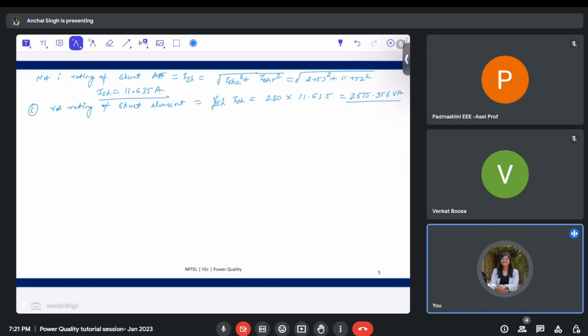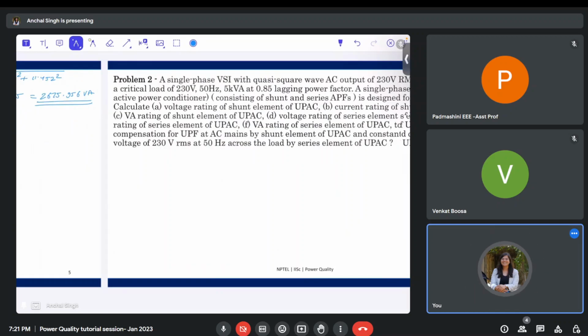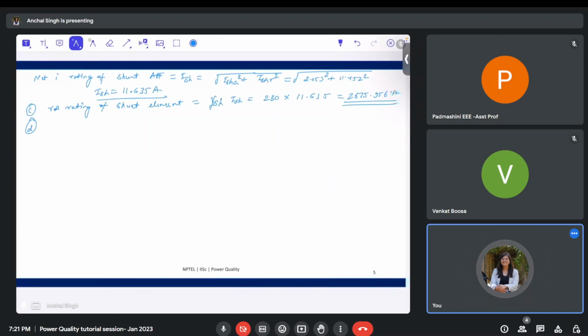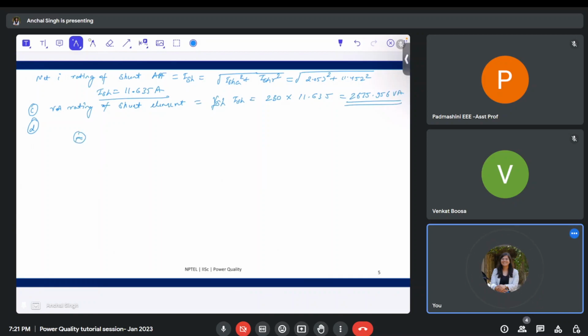Now, in the D part, we have to calculate about the series compensator. So we know how to calculate the voltage rating. We know that the source voltage is a square wave, and we know that at the load side we need a sinusoidal wave. So the difference between the two will be supplied by the series active filter, right? And we know how to calculate this.